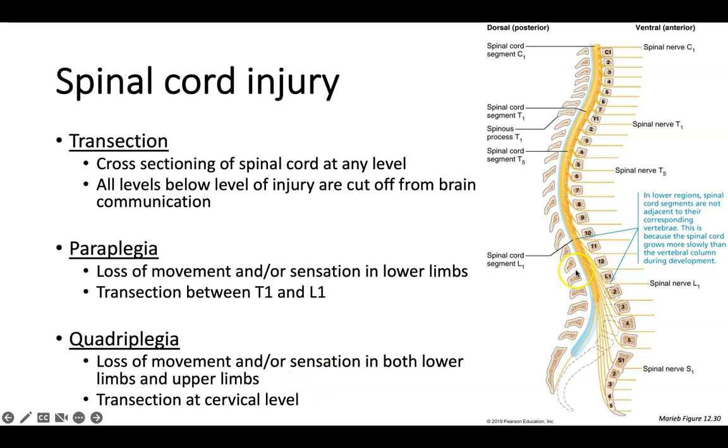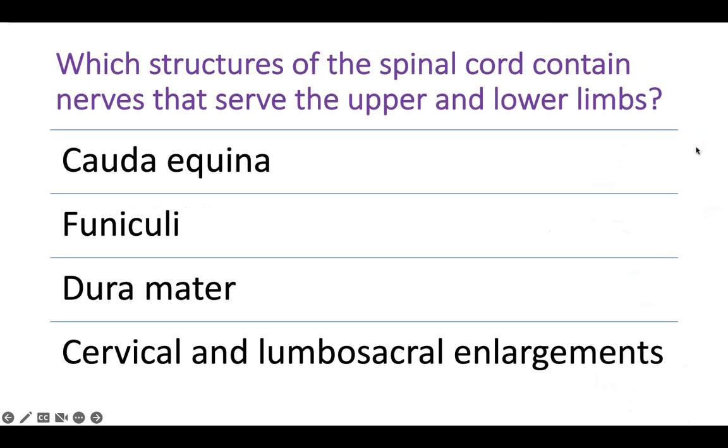So as stated here, the summary would be that the higher up a spinal transection occurs, the more severe the results will be. So I'll just leave you with this question at the end of this video on the spinal cord.